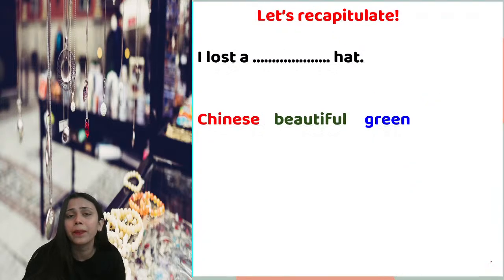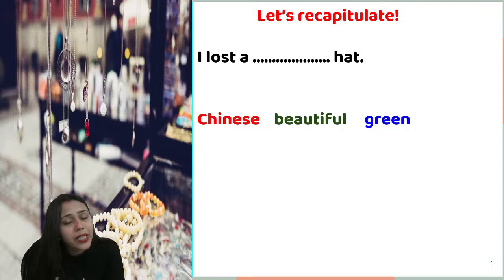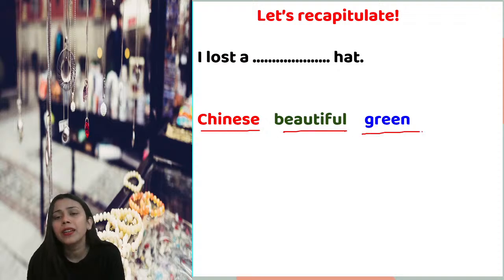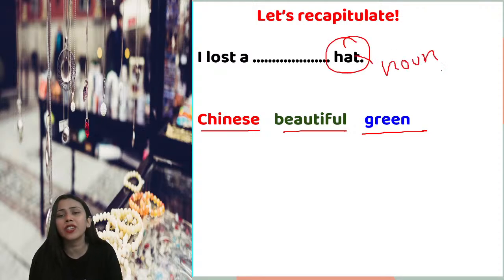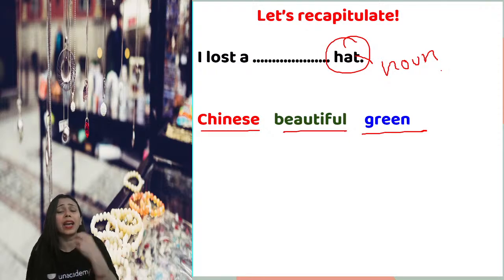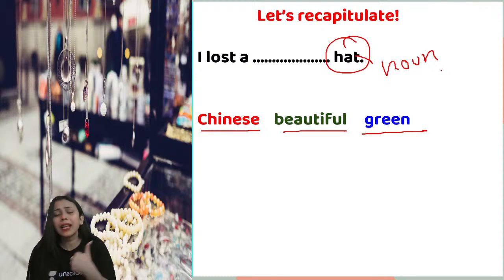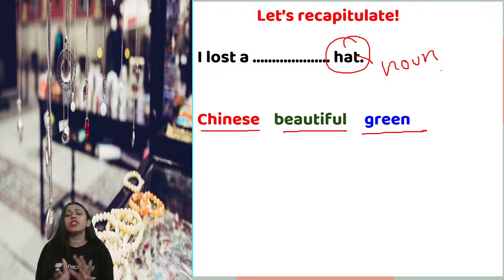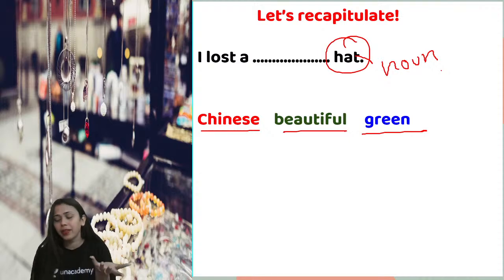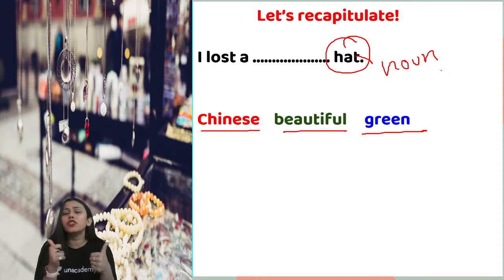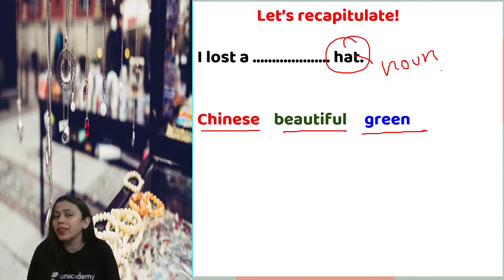Now here the next question for you. I lost a dash hat. Now three adjectives are there. यहाँ पे आप देखो three adjectives है: Chinese, beautiful, green. Now I want to describe the hat, this noun, by using three adjectives. अब मुझे ये तीनों adjectives use करके I have to describe the hat. So here we have to arrange them in proper order, proper sequence. So tell me what's the proper sequence here? अब इन तीनों adjectives को हमें proper sequence में arrange करना है और फिर we can describe the given noun there. So can you do that? Can you arrange the adjectives given there in proper order?